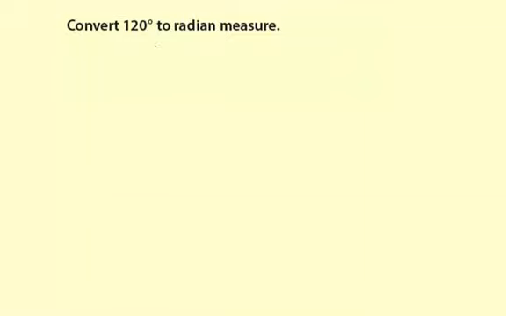Convert 120 degrees to radian measure. Now, degree and radian measure are proportional, and I know that it's 360 degrees to 2 pi radians, and I'm given 120 degrees, and I don't know how many radians that is, so I'm trying to find out. So I'm going to put x for the number of radians there.